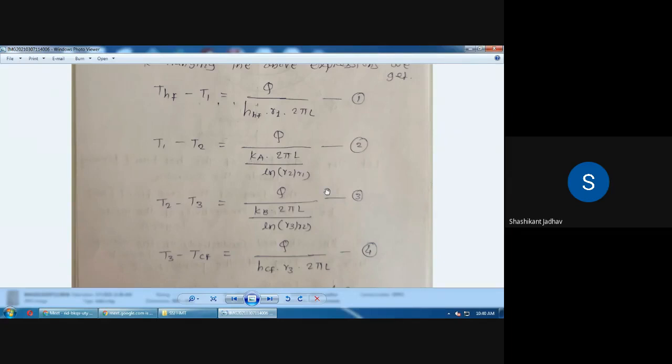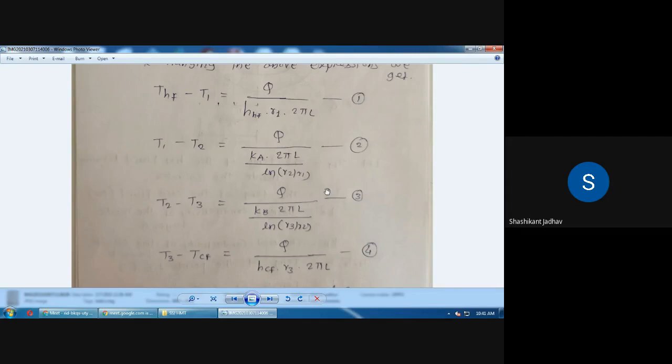समजले का बघा? वरचीच इक्वेशन आपण रिराइट केलेली आहे in the form of temperature difference and given the names for that equation, equation 1, equation 2, equation 3 and equation 4. टेम्परेचर डिफरन्स आपल्याला इक्वेशन मिळालेले आहेत THF minus T1, then T1 minus T2, then T2 minus T3 and then T3 minus TCF. Okay, in next step add the equation 1 2 3 4.